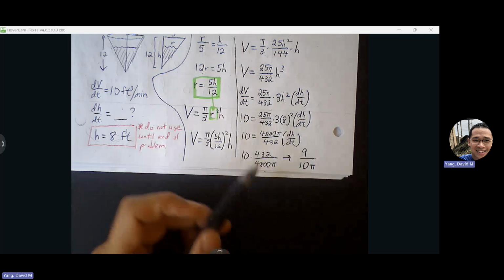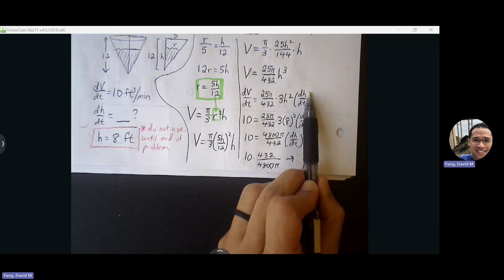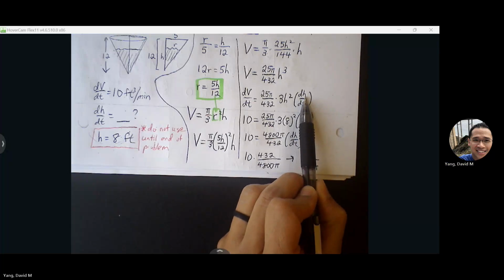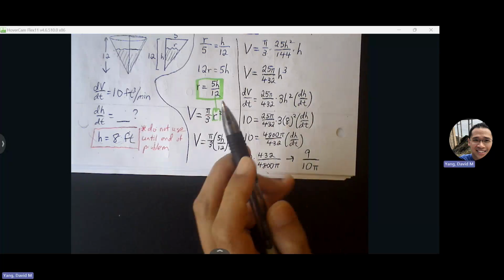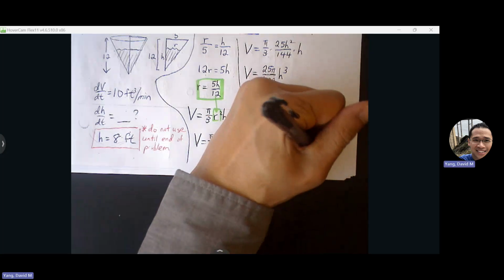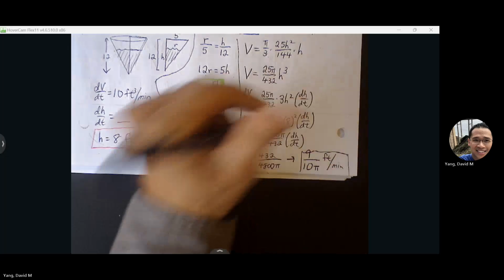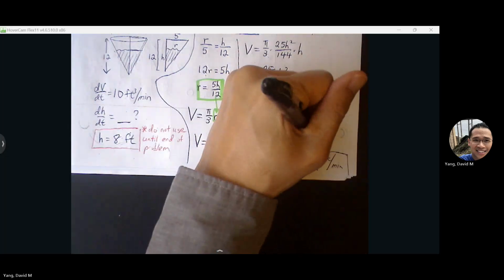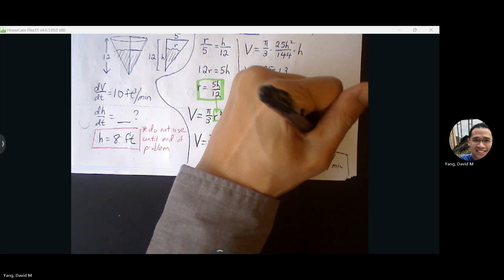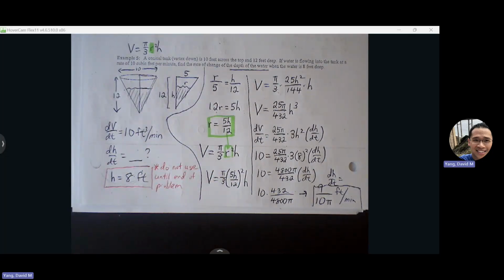And then our units of measure. This is dh over dt that we're looking for. So height is in terms of feet, and time is in terms of minutes. So it's going to be feet per minute. Okay, this problem is pretty labor intensive, but we'll get a lot of time to practice through these types of problems.